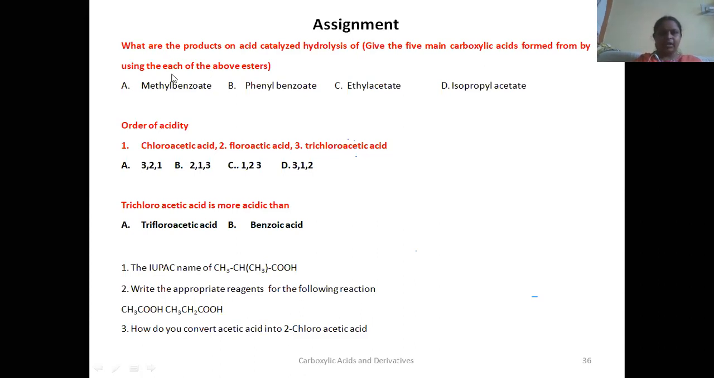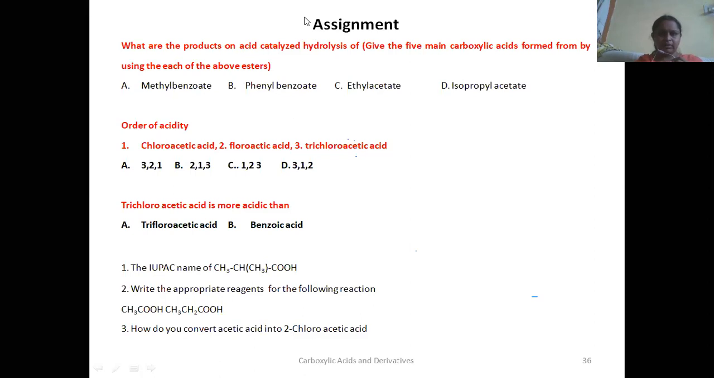What you have to do is, I have given esters here. There are 4 esters here: methyl benzoate, phenyl benzoate, ethyl acetate, isopropyl acetate. You have to write the structures first. Methyl benzoate means C6H5, C double bond O, OCH3. Phenyl benzoate means C6H5, C double bond O, OC6H5. Write the structures first. And then you have to carry out the acid hydrolysis with each of these compounds and write the products. For example, methyl benzoate, I'll show you.